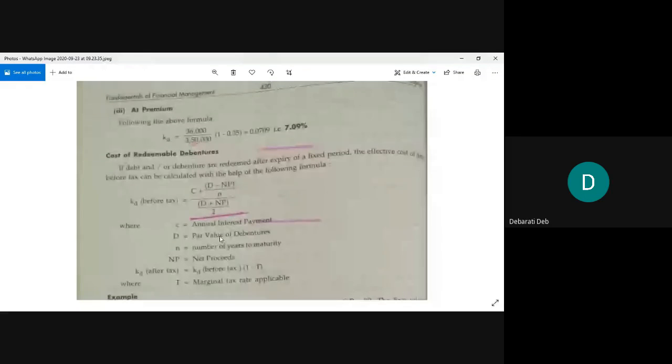In the numerator it is C plus (D minus NP) divided by N, and the whole thing should be divided by (D plus NP) by 2. So there are divisions in both the numerator and the denominator. So be careful and write it properly in your copy. Write all the terms properly and neatly in your copy.